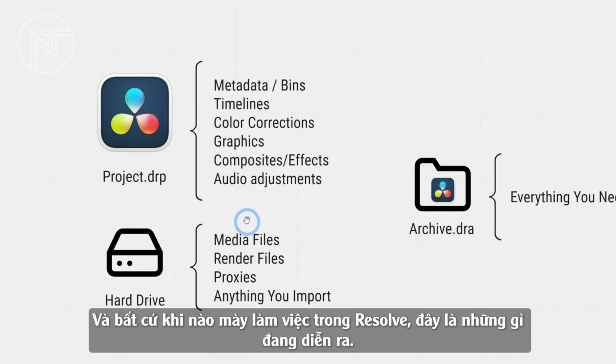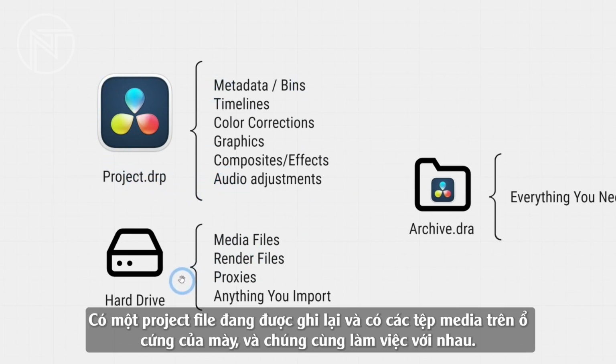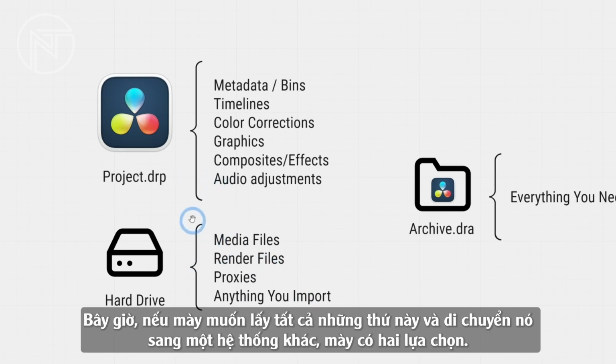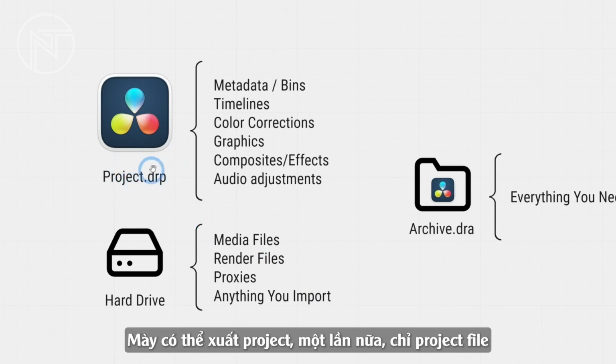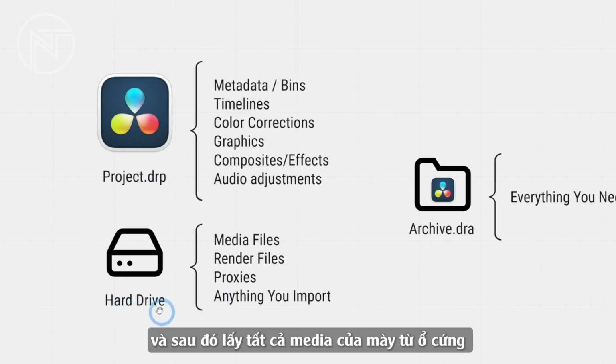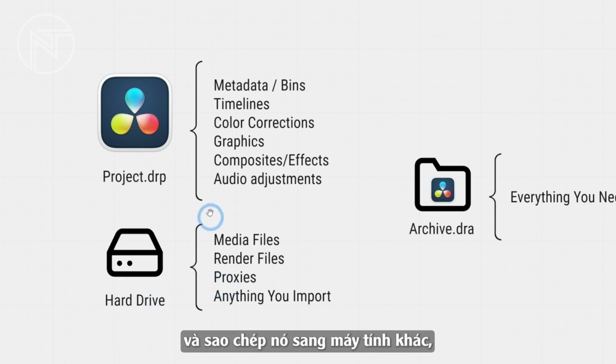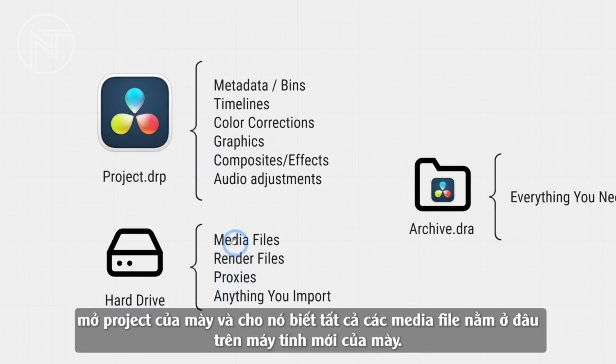And anytime that you're working in Resolve, this is what's happening. There's a project file that's being written to, and there are media files on your hard drive, and they work together. Now, if you do want to take all of this and move it to a different system, you have two options. You can export the project, which is, again, just the project file, and then take all of your media from your hard drive and put them all on, say, a thumb drive, and copy that to another computer, open up your project and tell it where all of the media files are on your new computer.